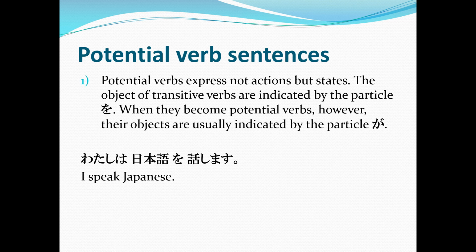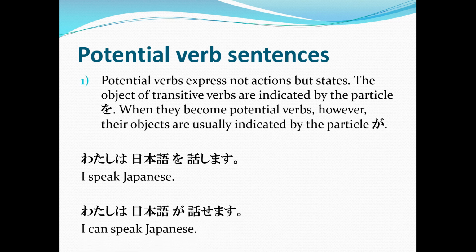Now, when you want to state your potential as someone who can speak Japanese, you say, watashi wa nihongo ga hanasemasu. Again, watashi wa nihongo ga hanasemasu, or, I can speak Japanese. You see the difference between the two sentences? The first one, you're just stating that I speak Japanese. Now, in the second one, you're stating that you can and you have the ability to speak Japanese.